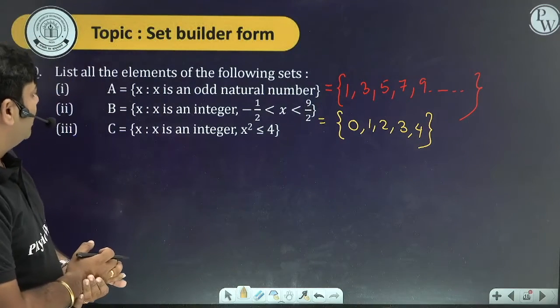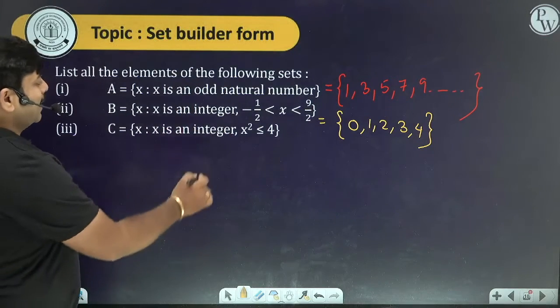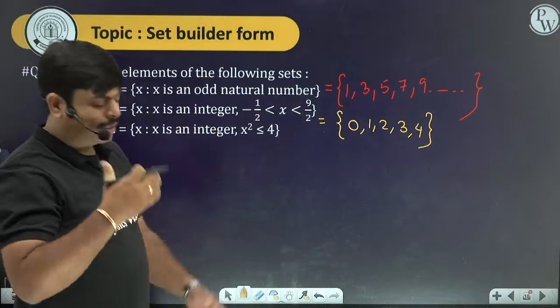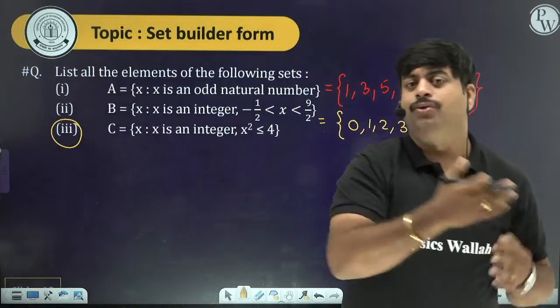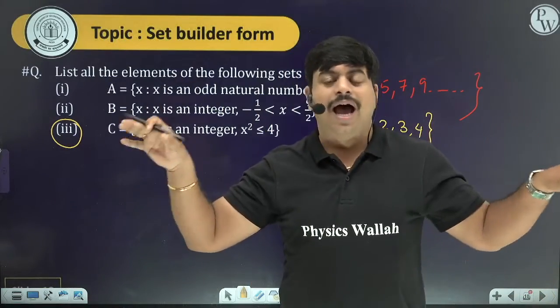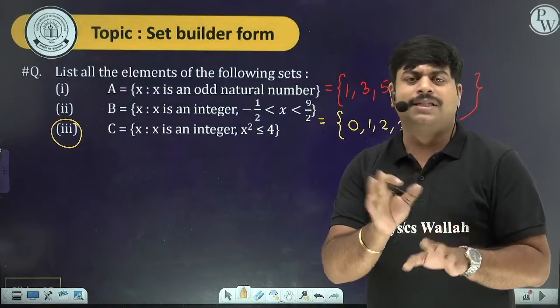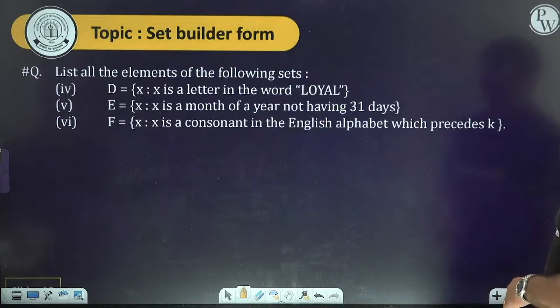Okay, it might happen. X is an integer and x square less than or equal to 4. I'm giving you this as a homework. Just count that, whether 0 will satisfy, 1, 2, minus 1, minus 2, 3, minus 3, 4, minus 4. Are they satisfying this inequation? Yes or no? Whatever numbers are satisfying, just write down. Okay, so simple question, right?